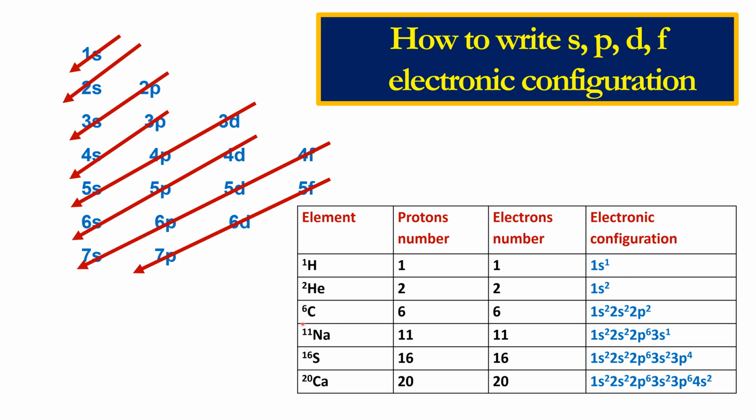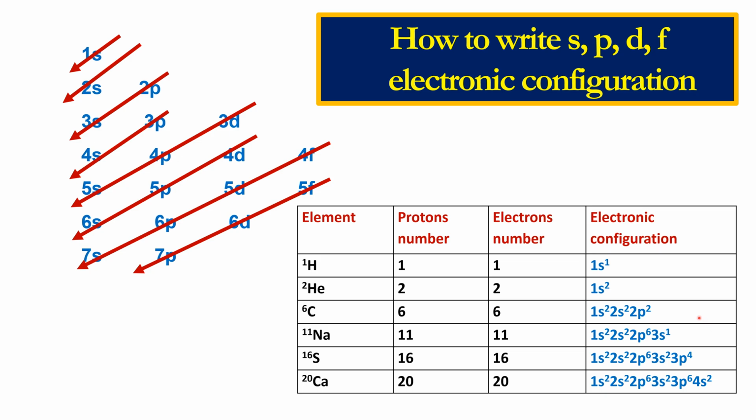For carbon, carbon has atomic number 6. So it has 6 protons and 6 electrons. And the electronic configuration is 1s2, 2s2, 2p2. So we have simply followed the direction of these arrows: 1s, 2s, and then 2p. So we stopped at 2p2 because carbon has just 6 electrons. And if you add up all the superscripts, 2 plus 2 plus 2 is equal to 6.